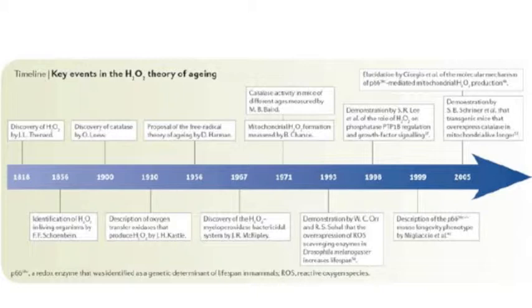In 1971, B. Chance measured the mitochondrial H2O2 formation. M.B. Braid measured the catalase activity in mice of different ages. In 1993, W.C. Orr and R.S. Sohal demonstrated that the overexpression of ROS scavenging enzymes in Drosophila melanogaster increases lifespan. In 1999, Migliaccio et al. described the longevity phenotype of the p66 mouse. In 2000, Giorgio et al. described the molecular mechanism of p66-mediated mitochondrial H2O2 production.